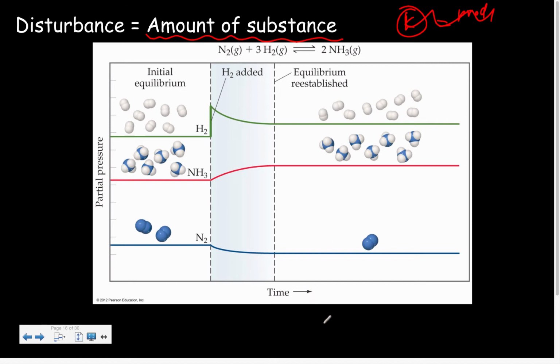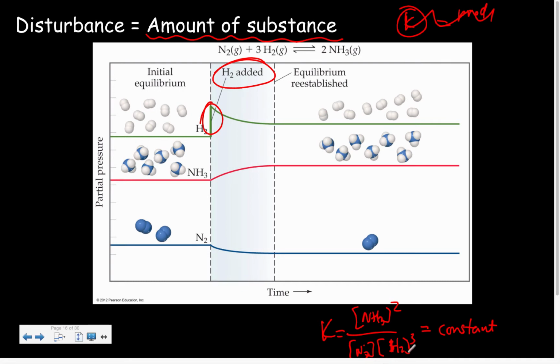okay, let's actually write it out. So I know that K in this case is going to be equal to NH3 raised to the second over N2 over H2 raised to the third. This is what K equals, and this equals a constant number as long as we're at the same temperature, which means that if I perturb one of these, for example, here we're at equilibrium, and I add H2, which means that if I increase the amount of this, this has to stay constant. So then this is just an application of math. If I increase this, and this has to stay constant, what else has to happen?